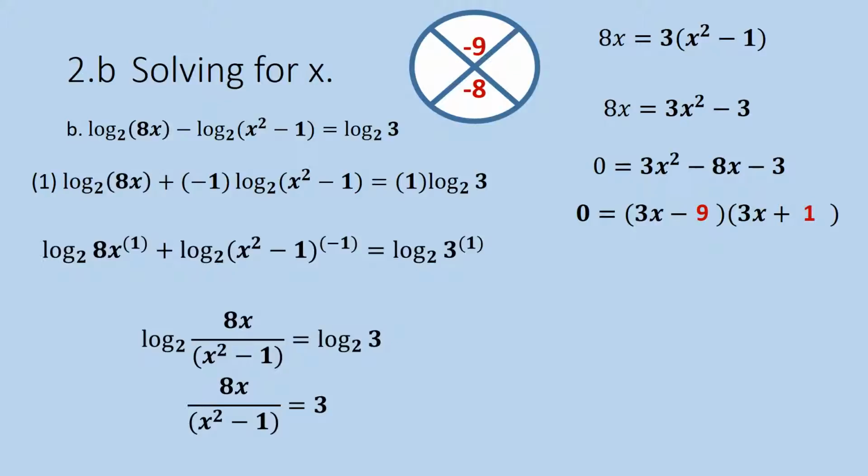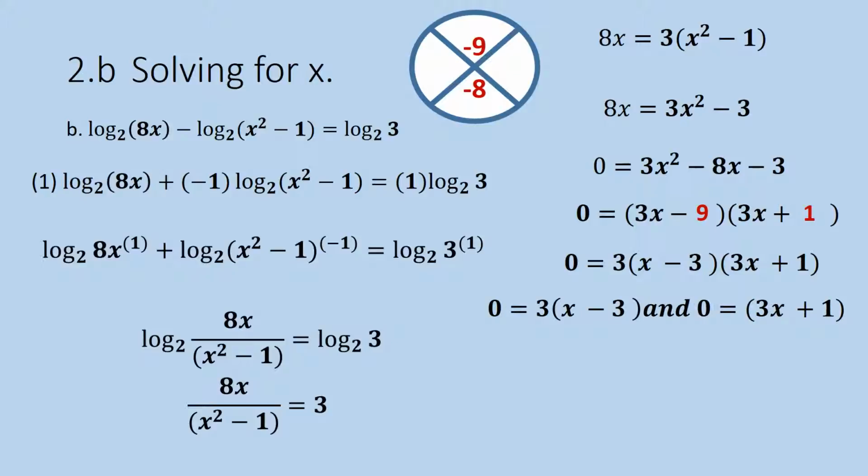The 9 goes first and the 1 goes second. All right? Now, in this method, you want to factor out that 3 in the first one. So I'm going to do that. Okay. And then I come in and I set both of them equal to 0. I solve. And when I do that, you should get x equals 3 and x equals negative 1 over 3. All right. Are we cool? All right. Let's go on.